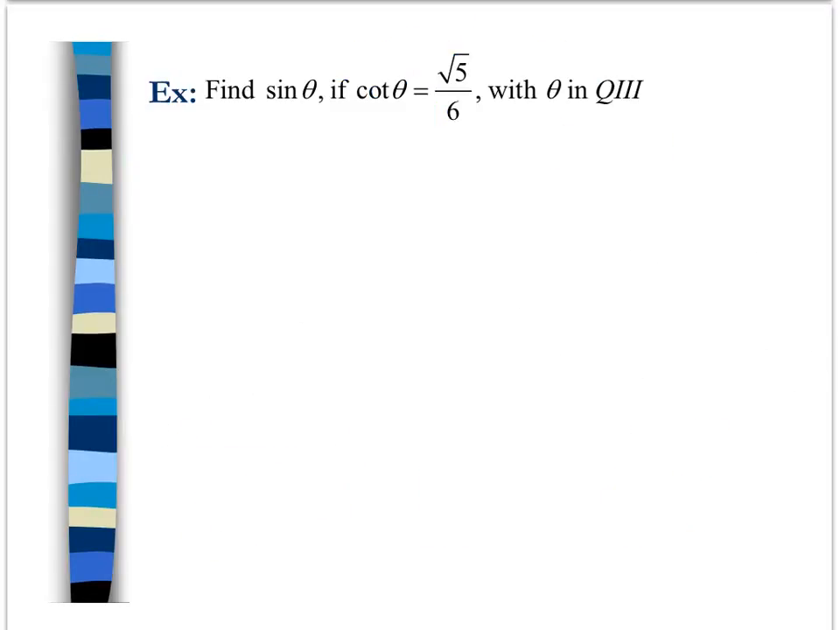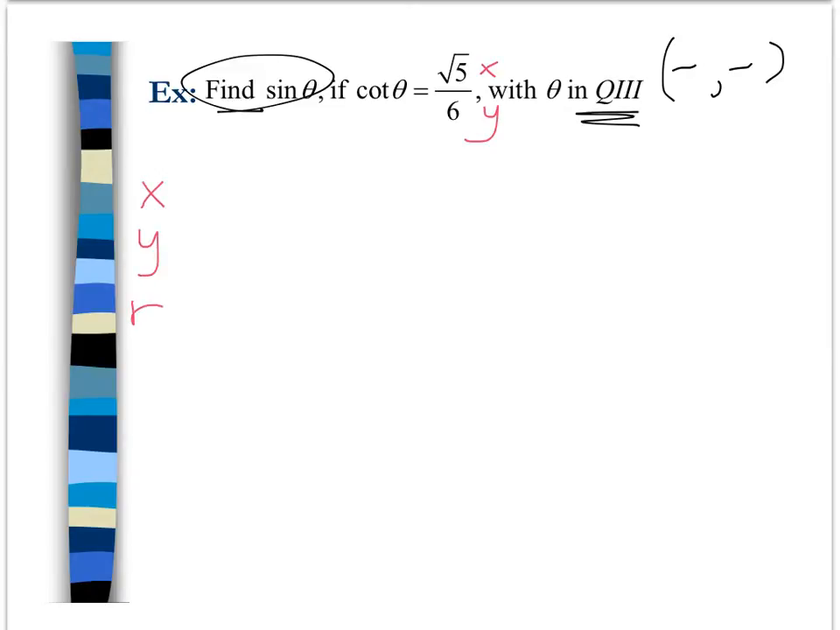Alright, if we give you a problem like this, and we've done this quite a bit, where we want you to find one function, we're giving you another function, and we're telling you the quadrant. The whole value of knowing the quadrant is we know the positive or negativeness of x and y. The easiest way to approach this problem is to use the given information to solve for your x, y, r.